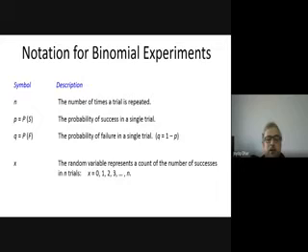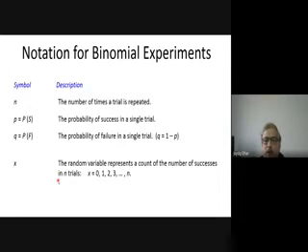Here n is the number of times a trial is repeated, small p is the probability of success in a single trial, and q is the probability of failure in a single trial. Since there are only two possible outcomes, q is nothing but the complement of p, meaning q is equal to 1 minus p. And x is the random variable.